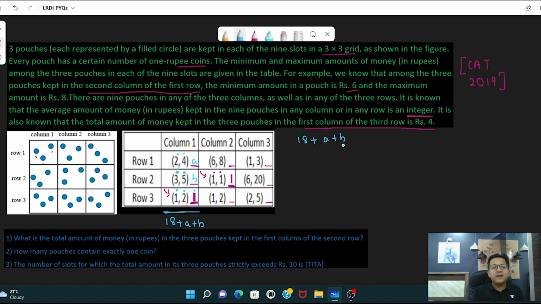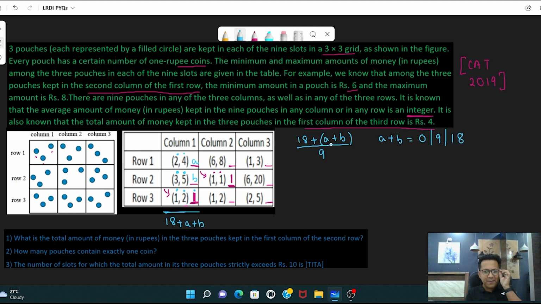You know what? The average is an integer, and there are 9 elements, so we divide by 9. So 18 plus A plus B should be divisible by 9. What are the possibilities? What can be the values of A plus B? Can I say A plus B can be equal to 0, or equal to 9, or at most equal to 18, right?